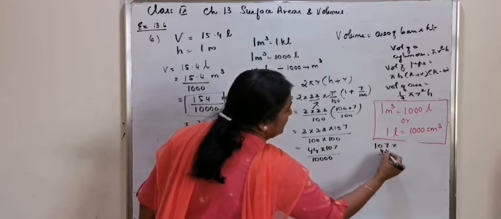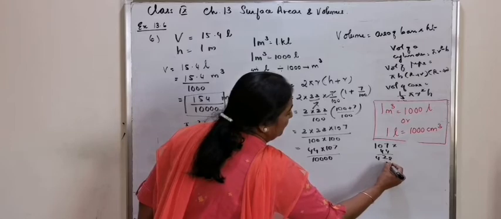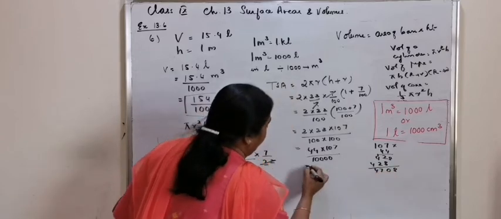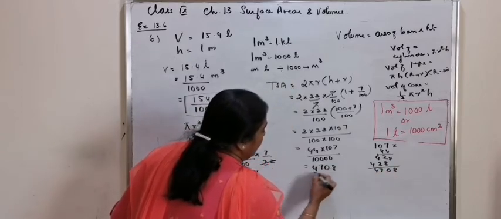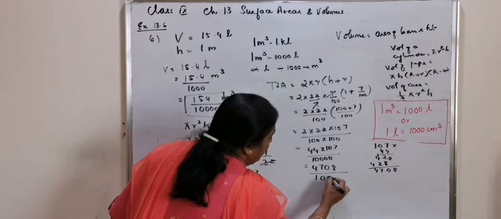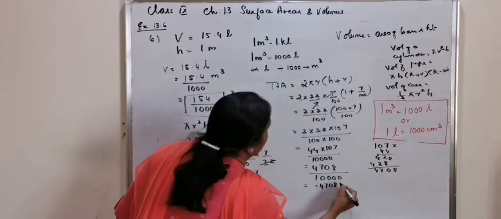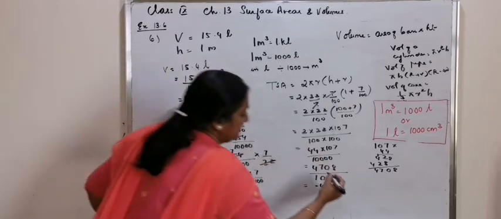7 4s are 28, 2, 4. 28, 2, 4, 8, 10, 708 by 10,000, or it is 0.4708 meter square.